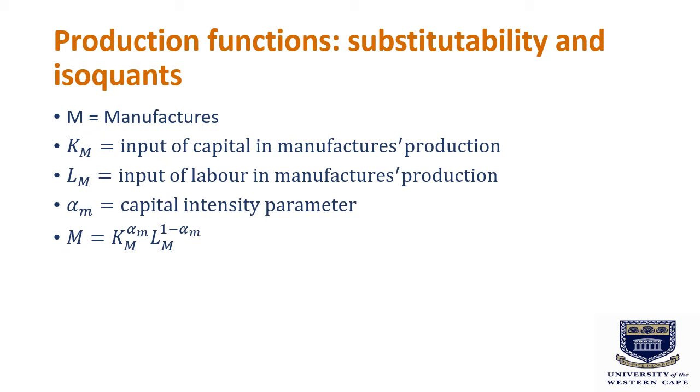You should also note that if you add alpha and 1 minus alpha, we will get 1. Why is that 1? What type of production function are we dealing with? Constant returns to scale. So for any constant returns to scale function, both exponents will add to 1 in the production function. There are other ways to show it, but for now, this is all that you need to know.